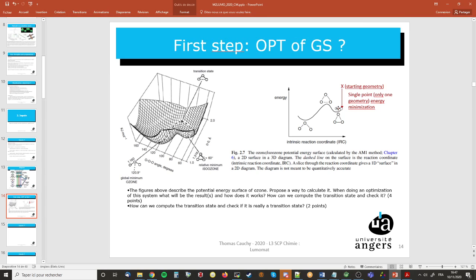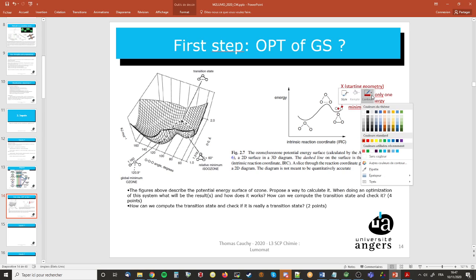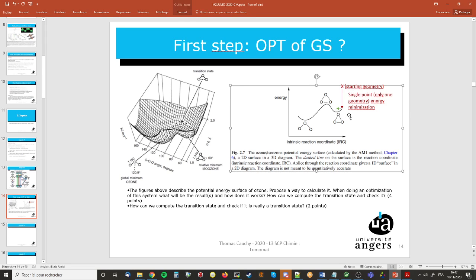So let's change the color, because this is now really the optimization. So let's make it in green. Geometry change to get to the nearest minimum, in green.